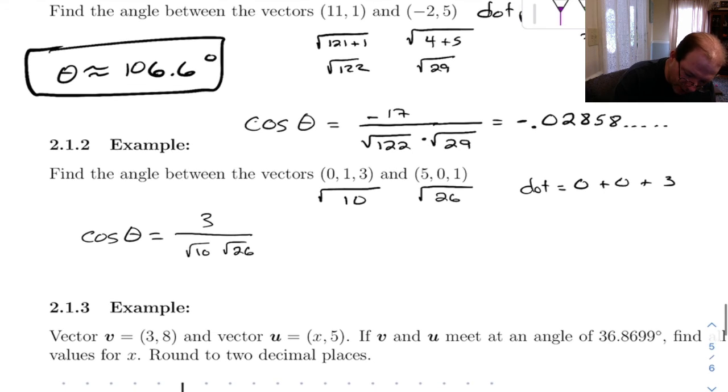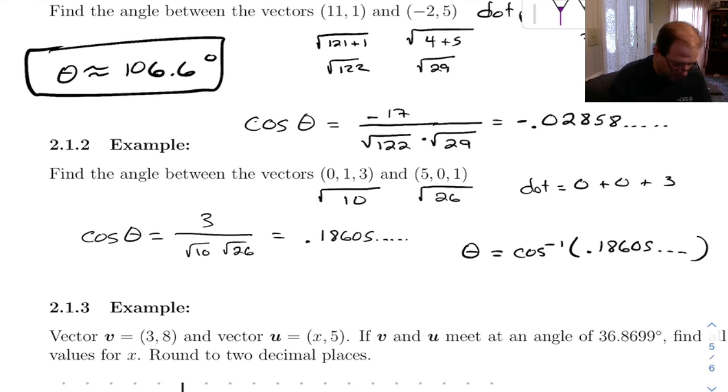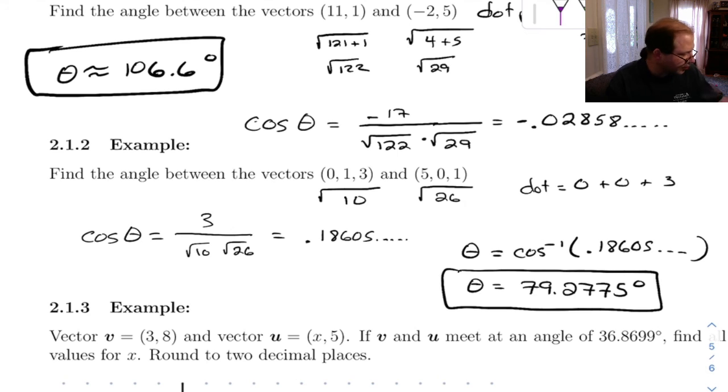When I put that into my calculator, I get cosine theta is 0.18605 and so on. And my theta, I'm getting this by taking the inverse cosine, or the arc cosine, of that number. So when I do that, I get arc cosine of that. It gives me an angle of 79.277. For some reason, I wrote that one out to a whole bunch of decimal places. So that's it.